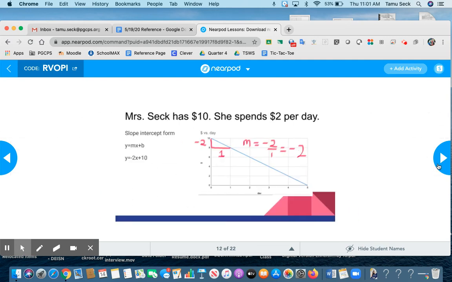We could tell that the function is y equals negative 2x plus 10 from this graph because the graph begins at $10 and then we can draw a right triangle to find the slope. So it's going down 2 and over 1. So the slope is negative 2.